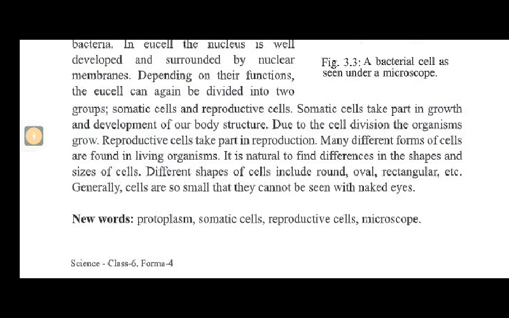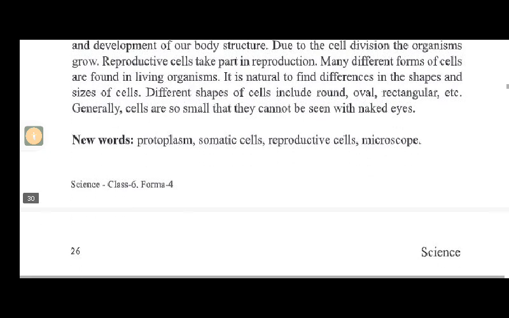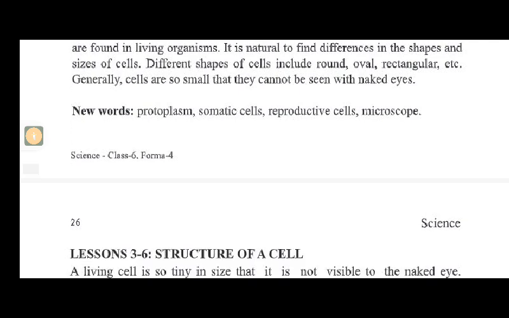Many different forms of cells are found in living organisms. It is natural to find differences in the shapes and sizes of cells. Different shapes of cells include round, oval, rectangular, etc. Generally, cells are so small that they cannot be seen with naked eyes.